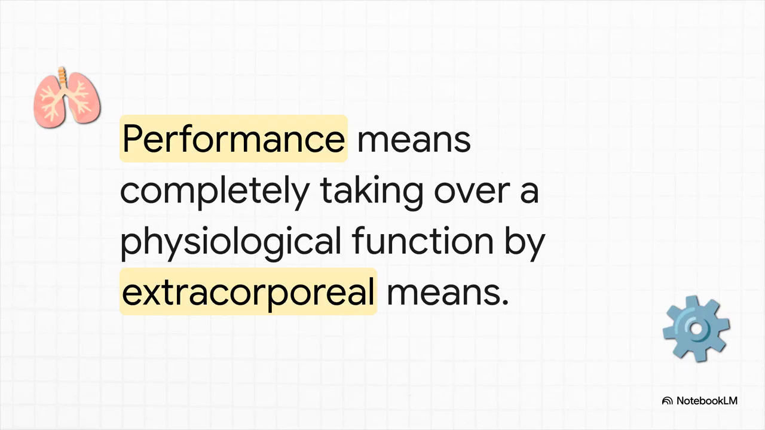Now, I want to pause on a really crucial point here. Why did we choose performance as our root operation instead of assistance? Well, the PCS guidelines are very specific. Performance means completely taking over a physiological function by extracorporeal means. An ECMO machine or a continuous mechanical ventilator isn't just giving the patient a little help. It is doing the entire job of breathing for them.